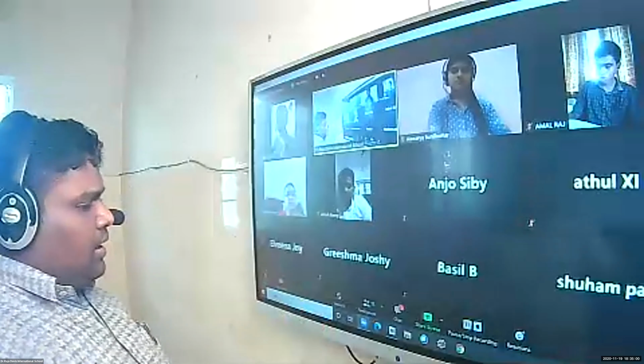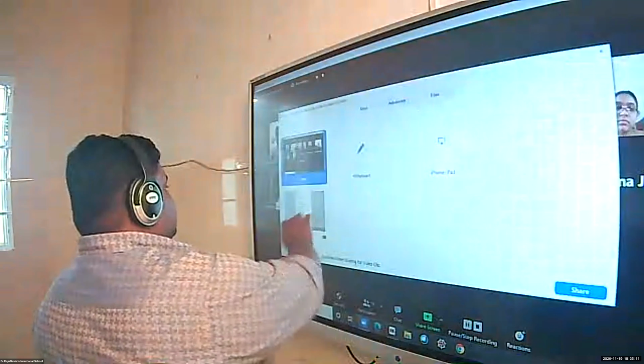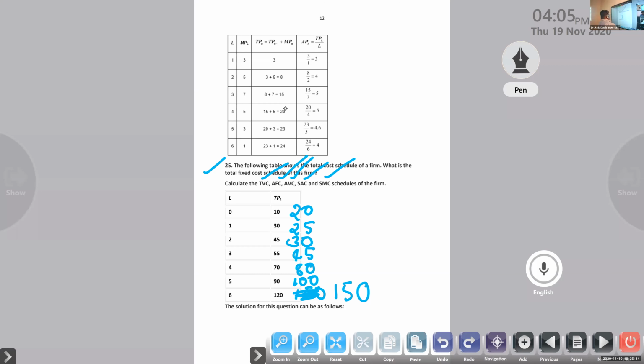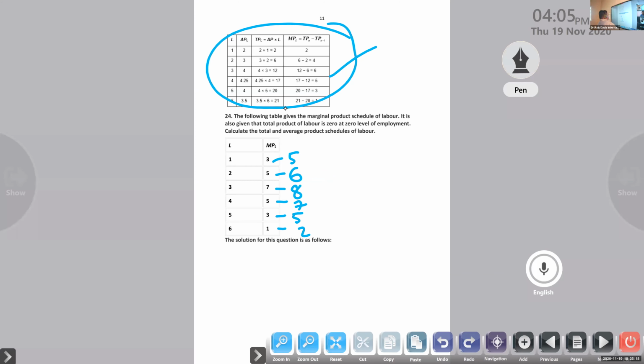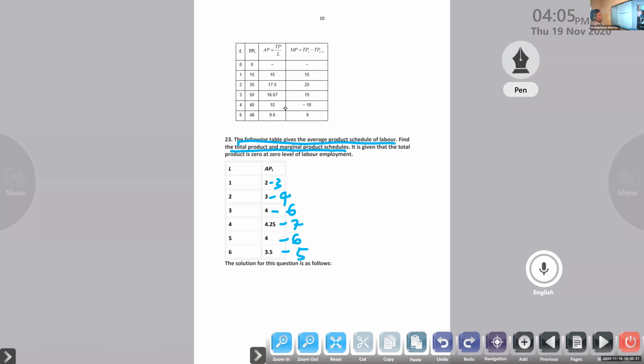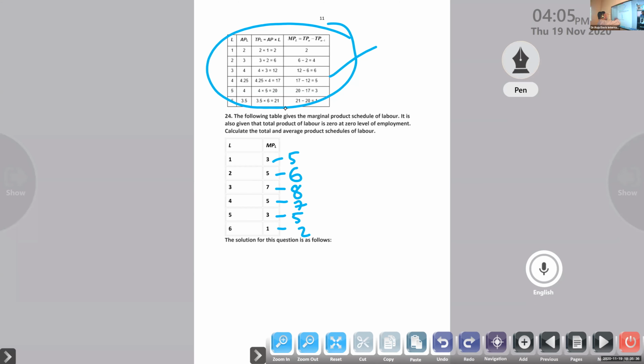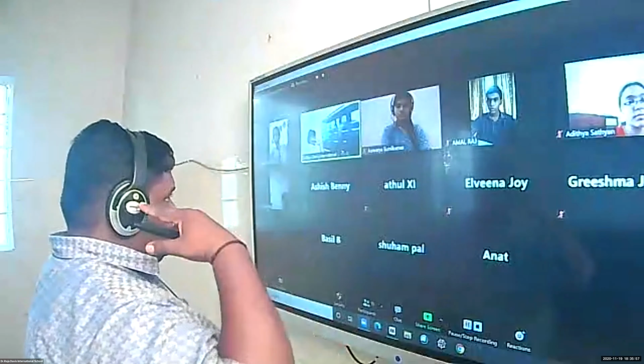I'm just asking about the 23rd question. Let me check that. This is the 23rd question. Just make changes in the numbers: 2 to 3, 3 to 4, 4 to 6, 4.25 to 7, 4 to 6, 3.5 to 5. The solution for the question is here. You want to find TP and MP, total product and marginal product. This is all about the NCERT solution for you people.